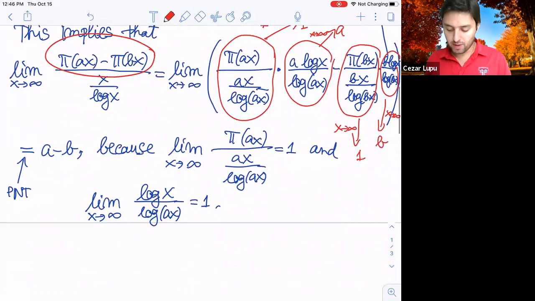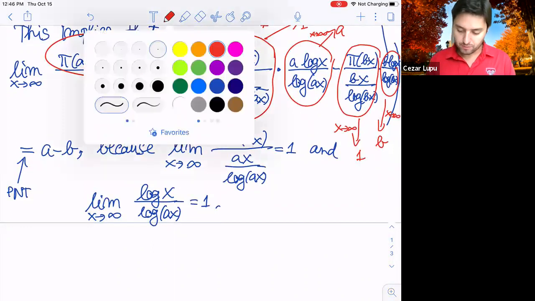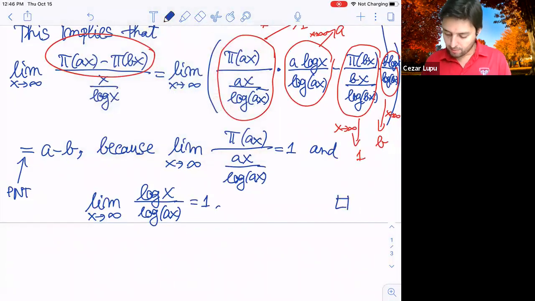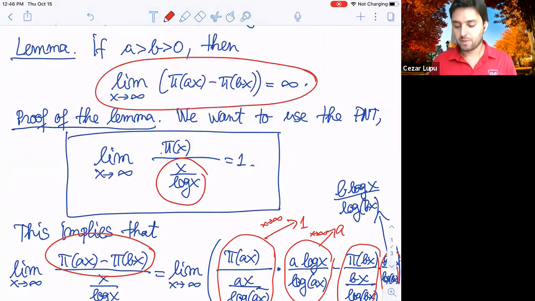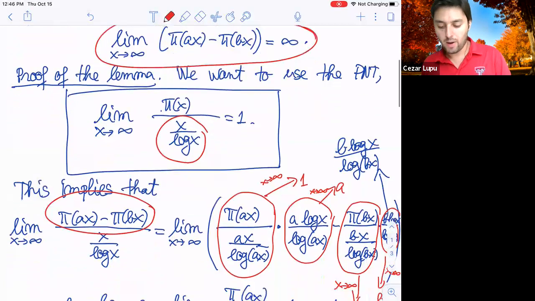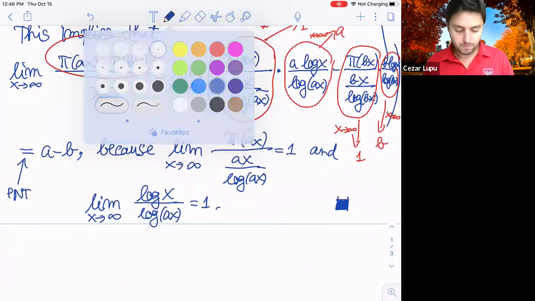Okay. So the proof of the lemma is done, right? So that ends the proof of the lemma, but not of our problem. Now what we're trying to do is to veer towards the problem. So we know, let's look at the lemma, that this guy here is true for a greater than b greater than 0. Now we're trying to make use of this, so let's write it.